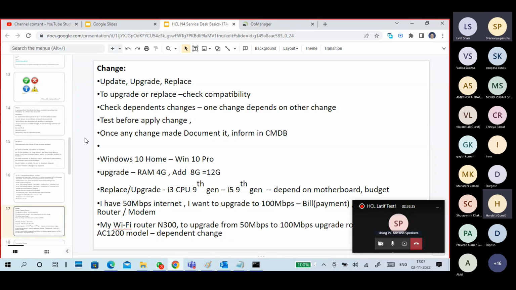What is incident and problem? Okay. No one is speaking anything.